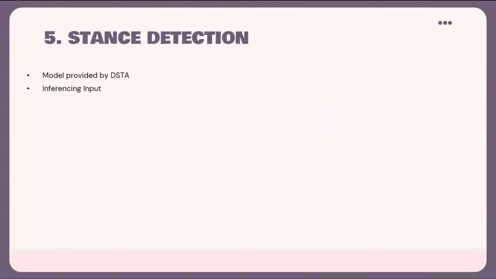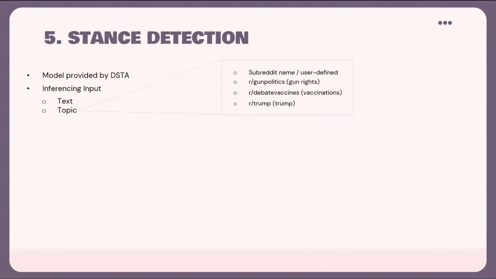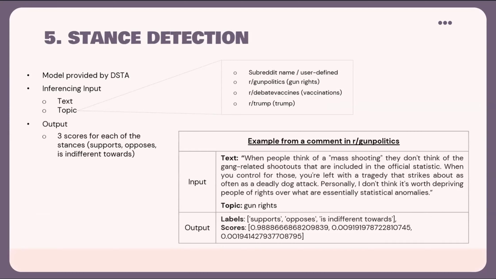The stance detection model is provided by DSDA, and to run inference from the model, we have to provide 2 inputs, the text and the topic. The topic can simply be the subreddit name, or the user can self-define a topic. We have used gun rights, vaccinations, and Trump as the topics respectively. Next, the model outputs 3 scores for each of the stances. This is an example of an input and output, and we'll take the stance with the highest score.